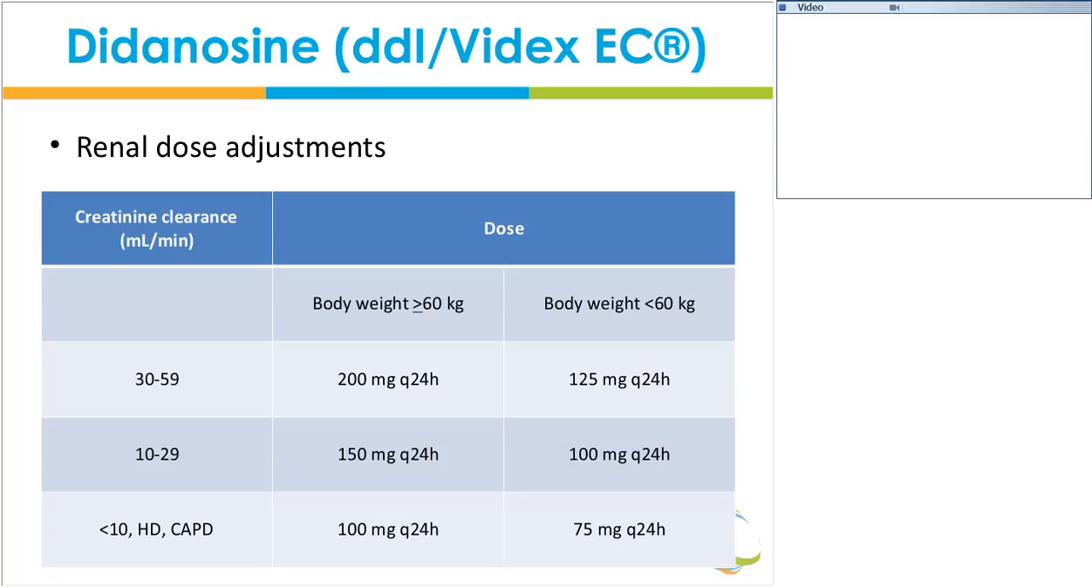The renal dose adjustments can be challenging to memorize as the dosing is based on the patient's weight and renal function. If a patient has creatinine clearance between 30 and 59 and weighs more than 60 kilograms, the recommended dose is 200 milligrams daily of didanosine. If the person weighs less than 60 kilograms, the dose would be 125 milligrams daily. In patients on hemodialysis or continuous ambulatory peritoneal dialysis, it is important to advise that patients take this medication after a dialysis session, not before.